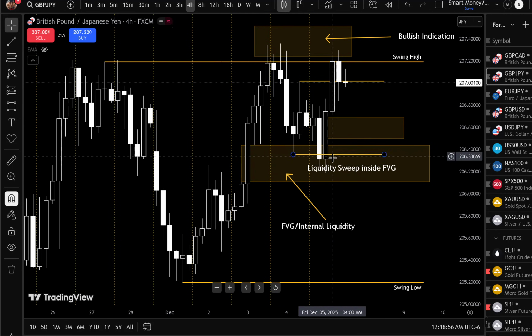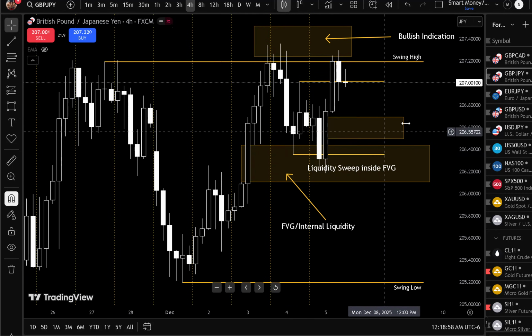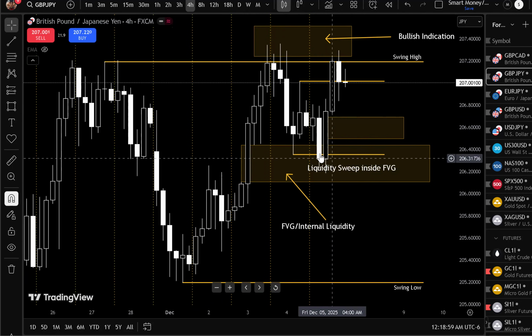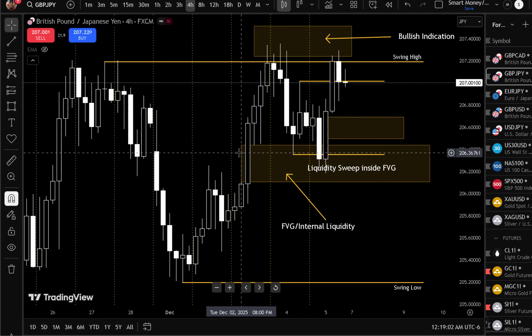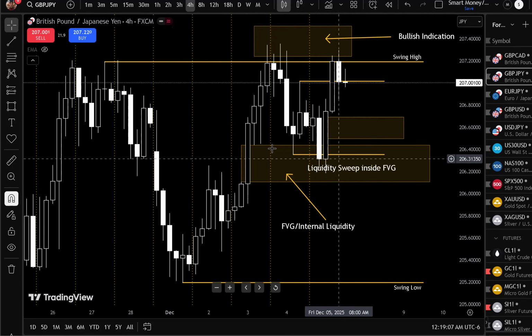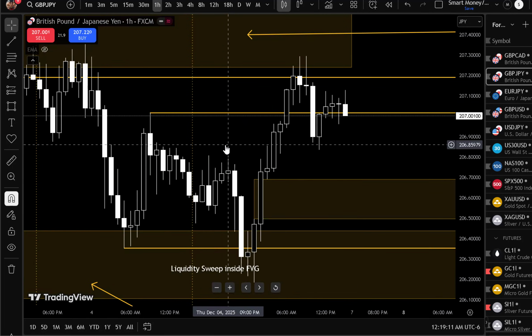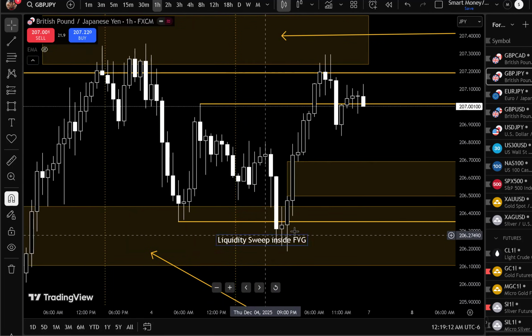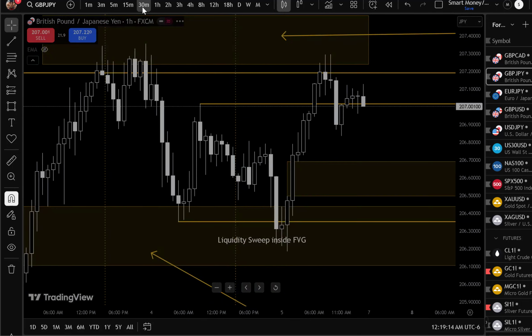And then look, we get a liquidity sweep inside. Okay. Now let's look for our entry. Our entry is going to come here. This is inside liquidity, right? That's why we look for our entry inside liquidity. Let's go to the 1 hour. You're looking for an entry up in here. Let's go to the 30.